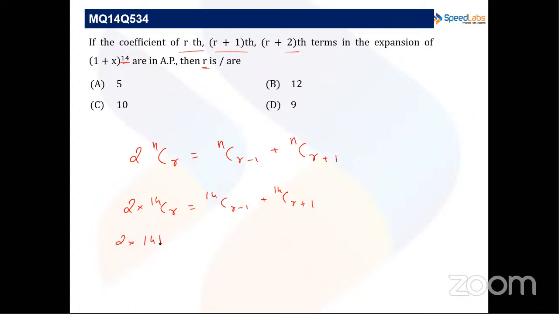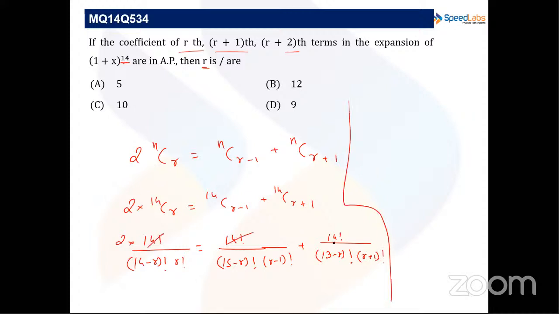So on simplification, we will be getting 14 factorial upon 14 minus r factorial into r factorial equals to 14 factorial upon 15 minus r factorial into r minus 1 factorial plus 14 factorial upon 13 minus r factorial into r plus 1 factorial. So r factorial will be r into r minus 1 factorial. Here 14 minus r into 13 minus r factorial. This will be 15 minus r into 14 minus r into 13 minus r factorial, and this will be r plus 1 into r minus 1 factorial. So from denominators we can cancel out 13 minus r factorial and r minus 1 factorial.